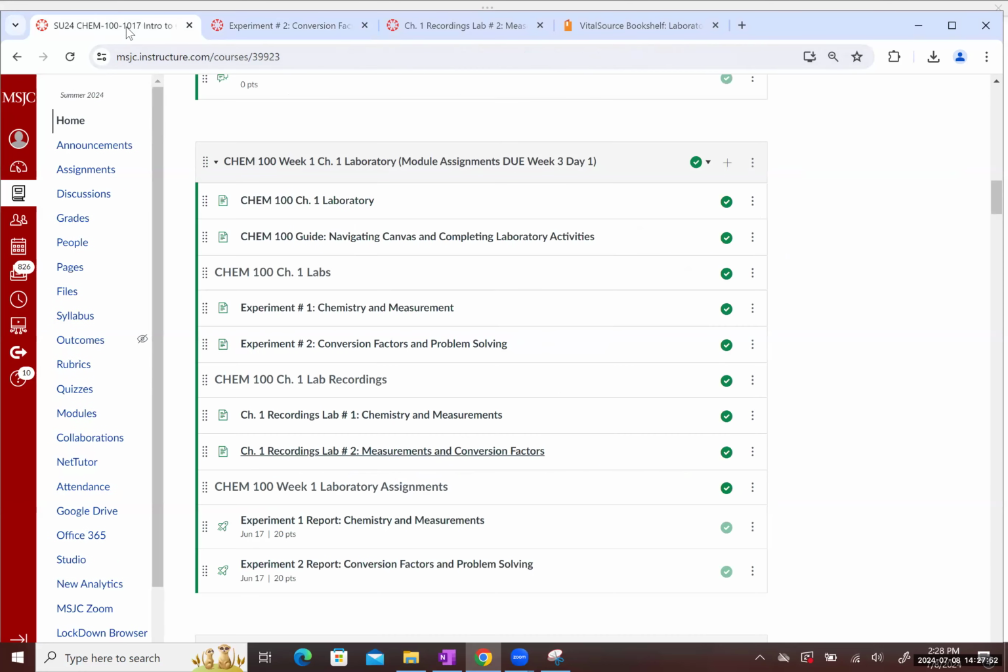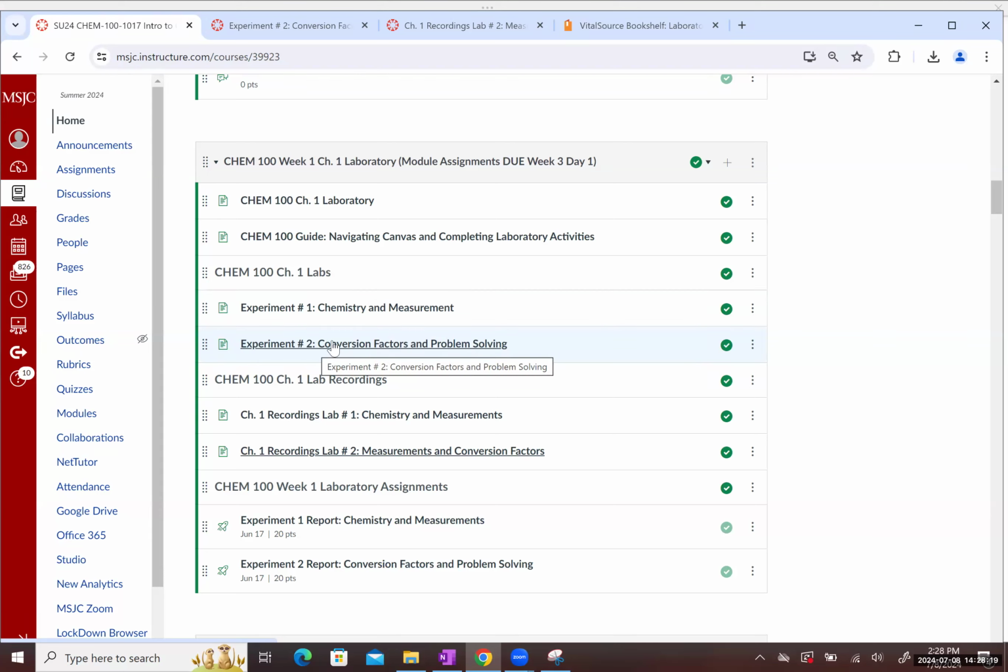First and foremost, let's talk about where to find the Chem 100 Experiment 2 lab page and where to find this lab in your lab manual. If you look in the Chem 100 laboratory modules for the first chapter, you'll notice that we have two labs that we're working on. Experiment 1, which we've already covered in a previous video, and Experiment 2, which is what we'll be looking at today.